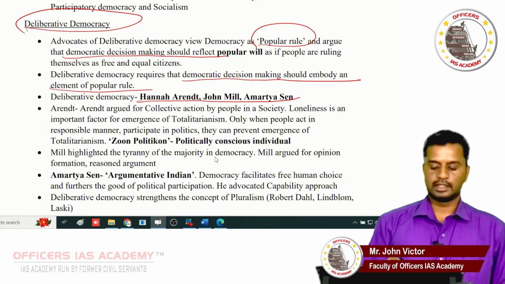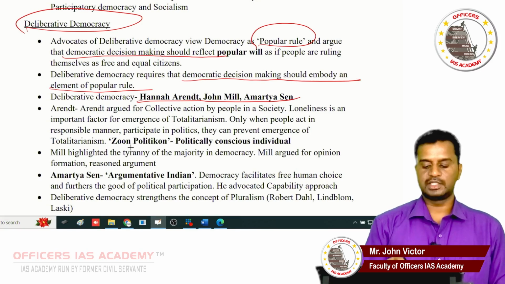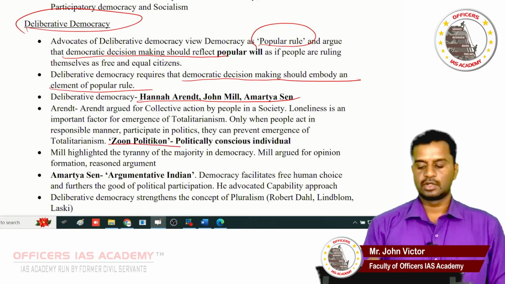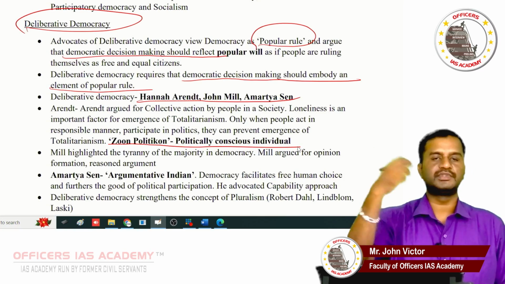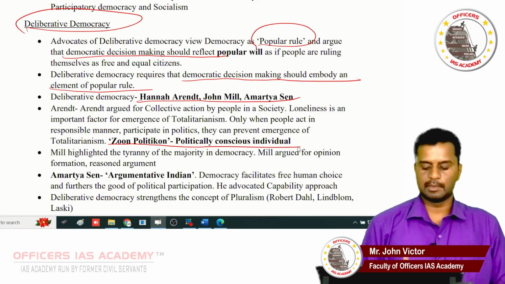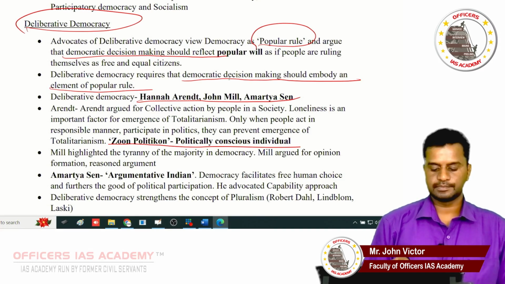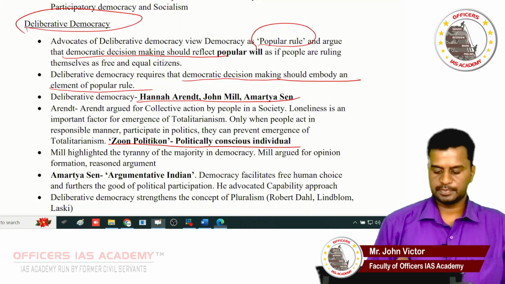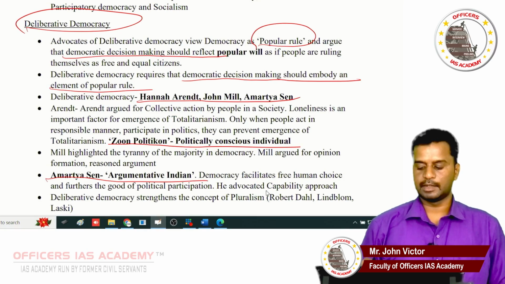Rousseau. Hannah Arendt, through her concept of Zoon Politikon, speaks about the politically conscious individual who participates in society, who talks with other men. Deliberative democracy. Amartya Sen's book The Argumentative Indian speaks about deliberative democracy. He spoke about the capability approach.